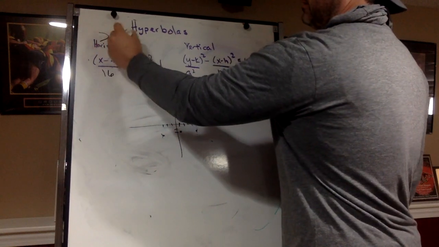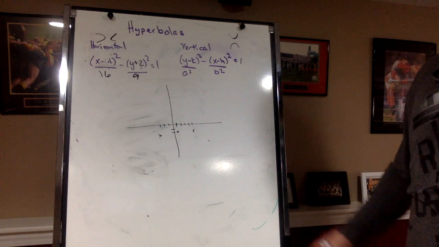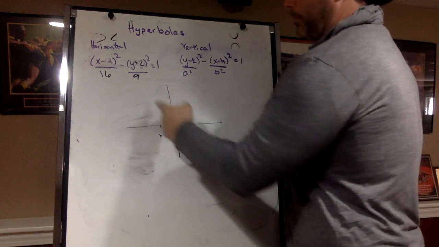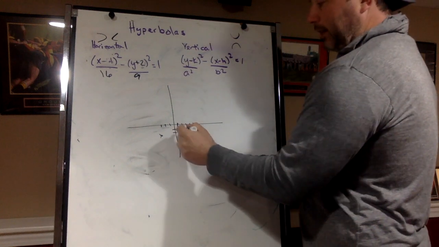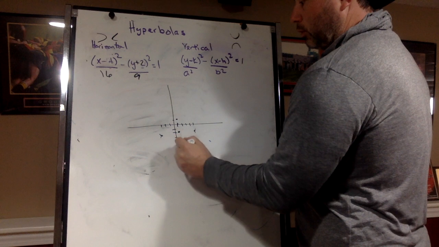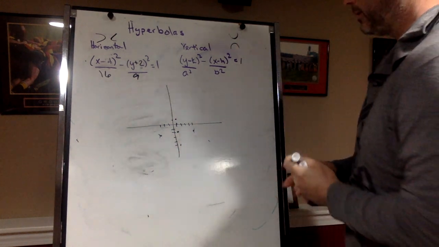A horizontal hyperbola, a vertical hyperbola. And notice these aren't functions. So let's go through it now. I'm going to go up and down 3. But this is where we make what I call the happy box, and I'll show you why.